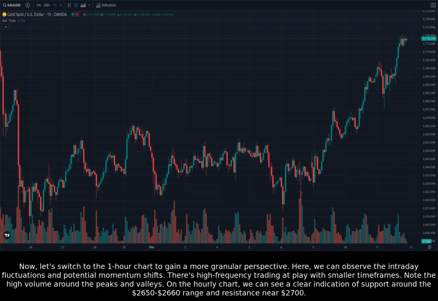Now, let's switch to the 1-hour chart to gain a more granular perspective. Here, we can observe the intraday fluctuations and potential momentum shifts. There's high-frequency trading at play with smaller timeframes. Note the high volume around the peaks and valleys.